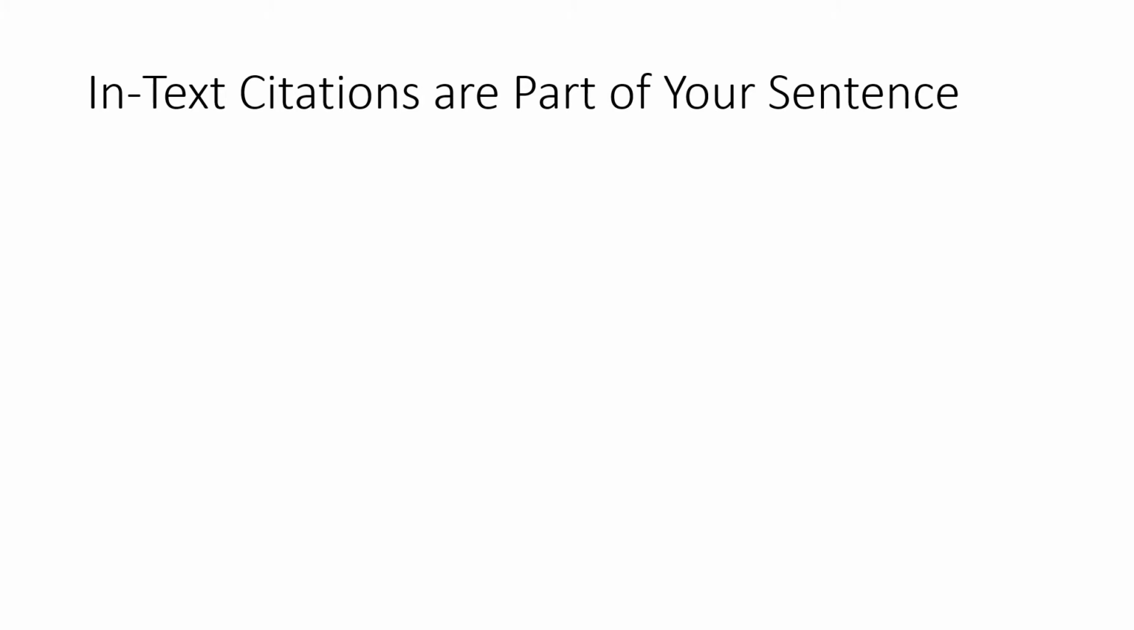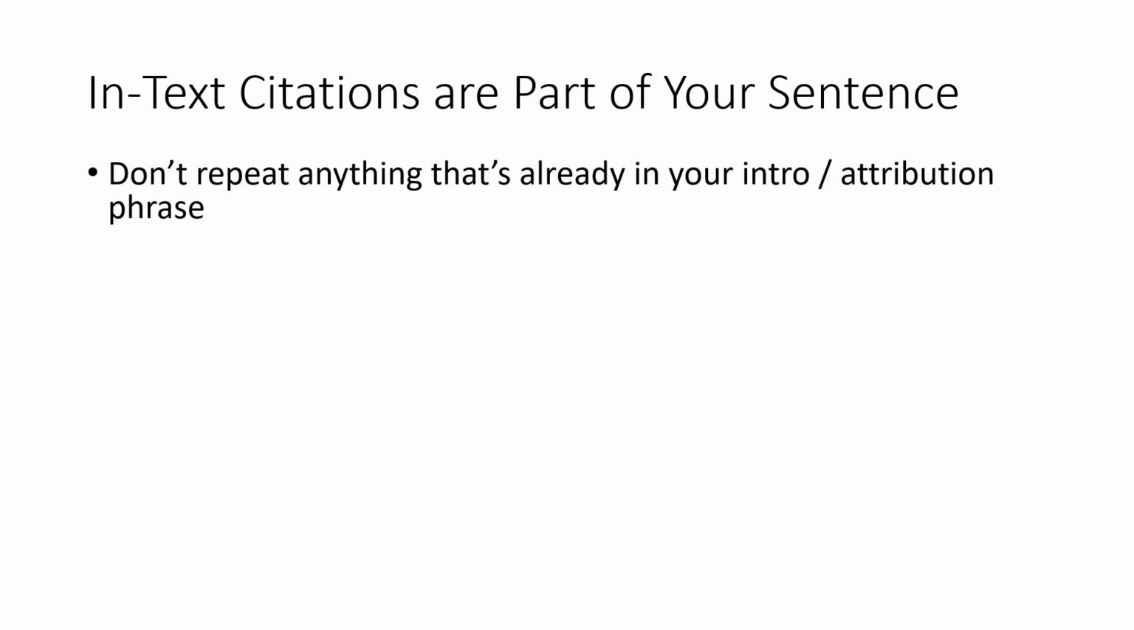One common mistake that beginning researchers make is forgetting that in-text citations are part of your sentence. Like attribution or intro phrases, they give important details that put ideas in context and help readers pursue their own research. As a result, there's no need to repeat any information in your in-text citation if it's already been stated somewhere else in the sentence.